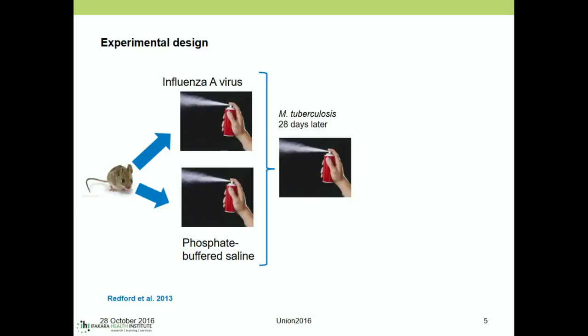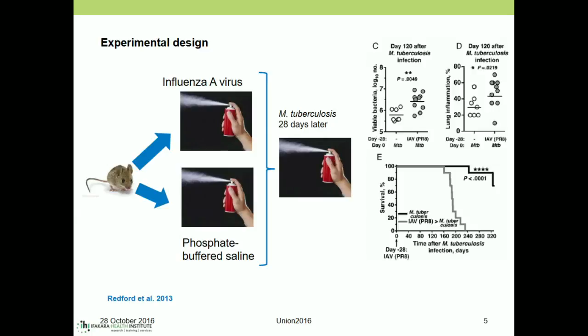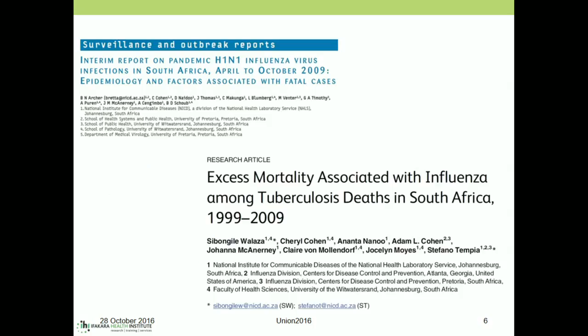This paper came out in 2013, and what they looked at is the bacterial load, but also the level of inflammation. It seems that the mice that were exposed to influenza virus had a higher viable bacterial load, but at the same time, the lung inflammation was also more for the mice that were exposed to influenza virus. Similarly, if you look at mortality, the survival was much, much less for the influenza-exposed mice.